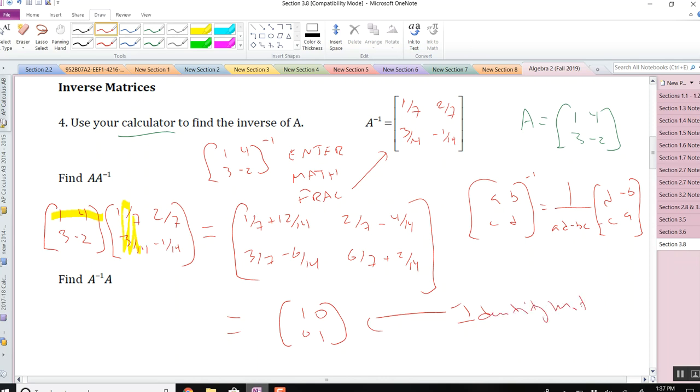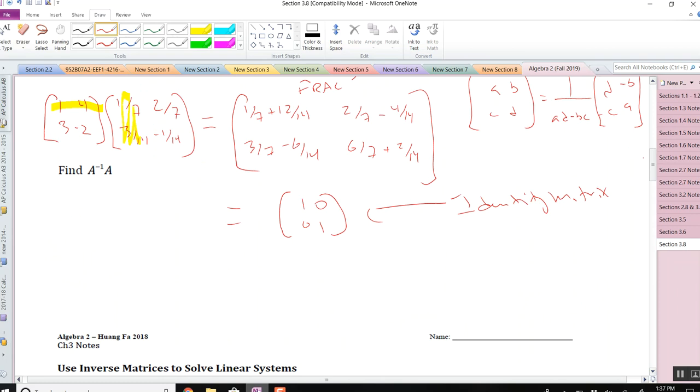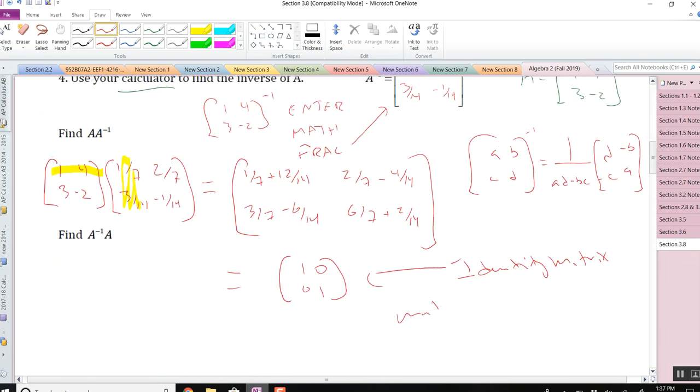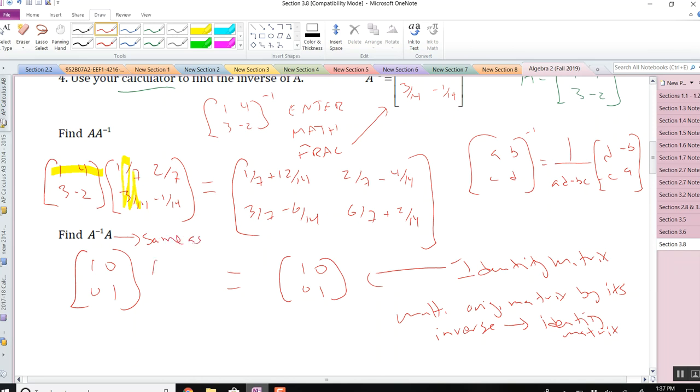So what this tells us is that when you multiply the original matrix by its inverse, you get the identity matrix. And that's going to be very helpful when using matrices to solve a system of linear equations. If you reverse it, do the inverse first and the original afterwards, you still get the same thing. You can try if you like, but in the interest of time, we'll just move on.